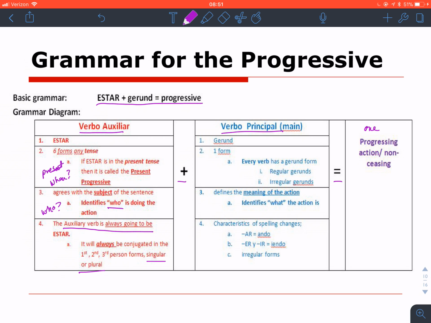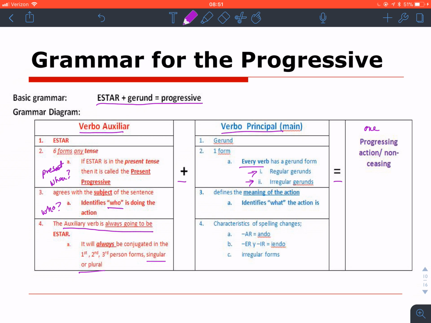Now let's move on to the second part of the compound action, and that's the main verb. The main verb will only have one form, the gerund. But since every verb in Spanish has a gerund form, it could be any one of those forms. We have regular gerunds and irregular forms, and we'll see what those irregular forms look like on the slides that follow.